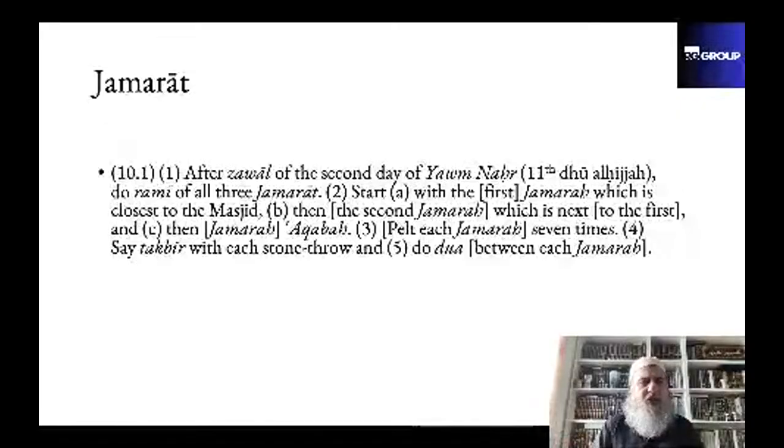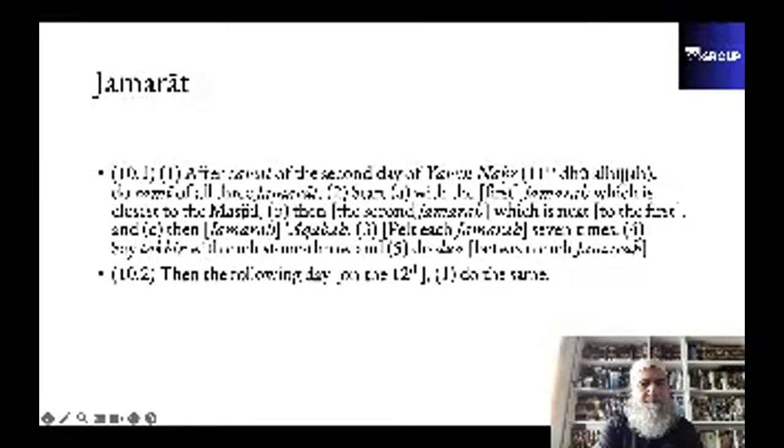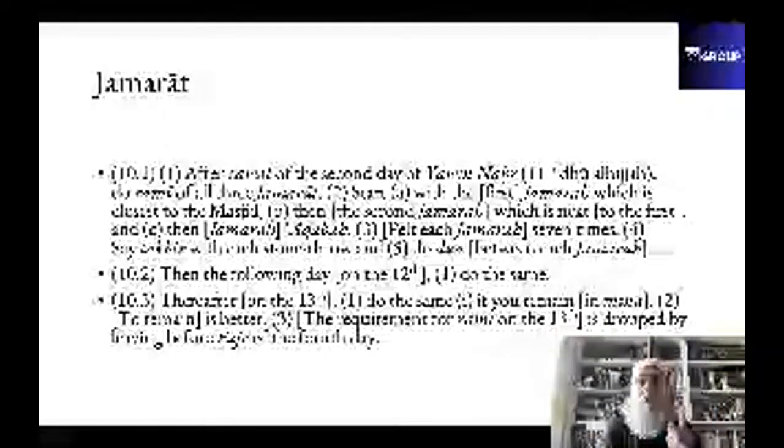Okay, so on the 11th of Dhul Hijjah, you do Rami, but this time not just of Al-Jamra al-Aqaba, but of all 3. You start with the first Jamra, which is the smallest one, then the second Jamra, which is next to the first, and then Jamra al-Aqaba. You pelt each Jamra 7 times, which you should be used to by now, saying takbir with each pebble thrown, and do dua between each Jamarat facing the Qibla. Then the following day on the 12th, you do the same. Thereafter, on the 13th, you do the same if you remain in Mina.